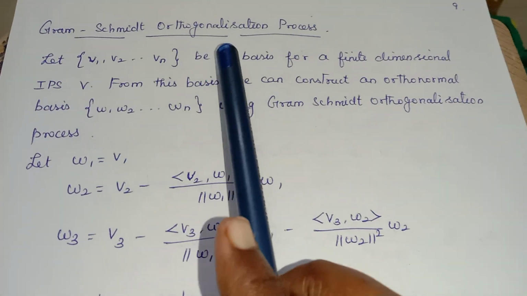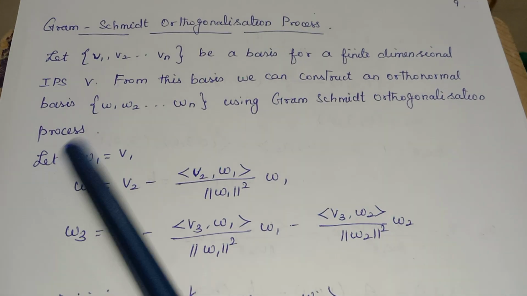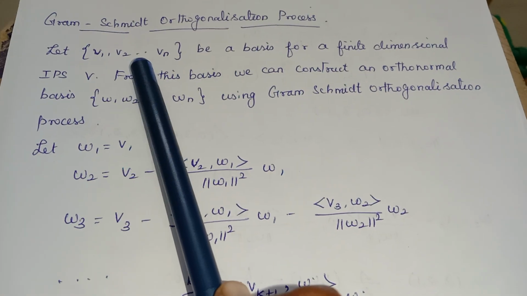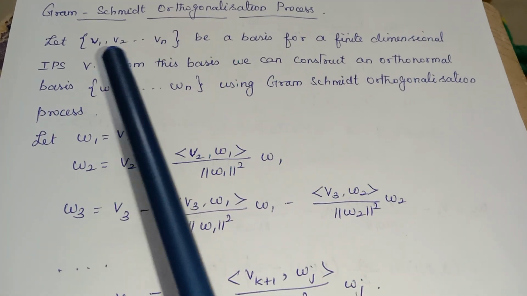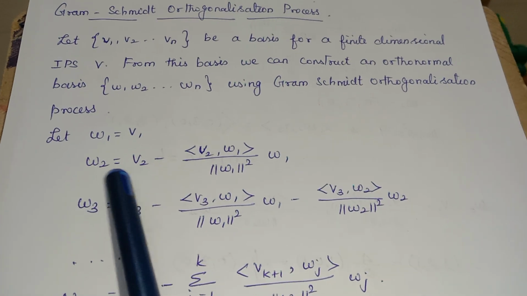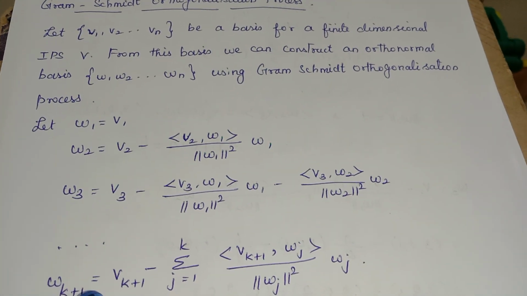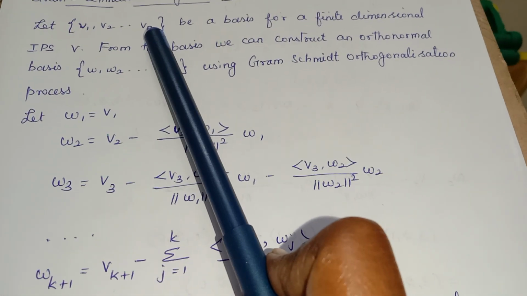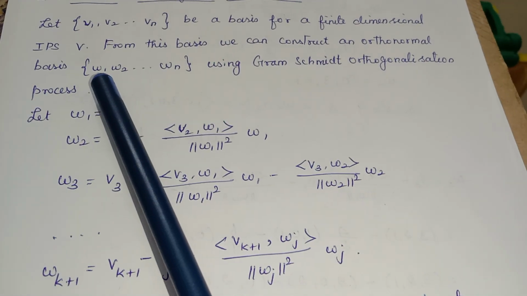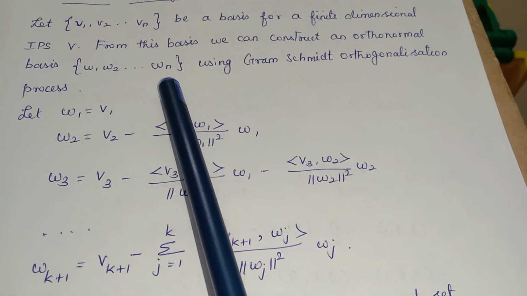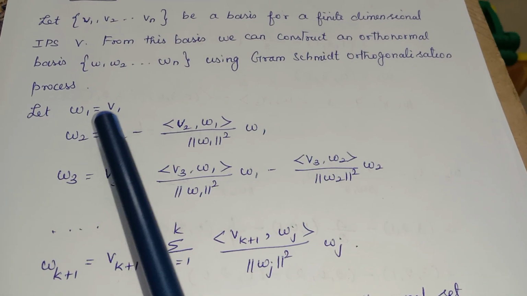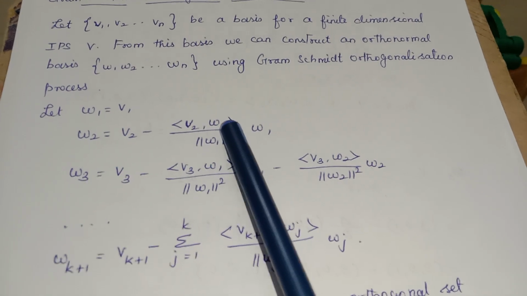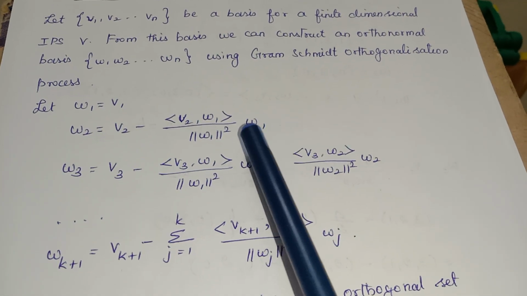This is a process with which we will be given any basis for a finite dimensional inner product space. With that basis, we are going to develop an orthonormal basis. That's the procedure we are going to follow for obtaining an orthonormal basis. For that, you have to take v1, v2, etc., vn, any basis. From that, I am going to construct an orthonormal basis using w1, w2, etc., wn. The first thing is, you have to take w1 equal to v1, and w2 is defined to be v2 minus inner product v2, w1 by norm w1 square into w1.